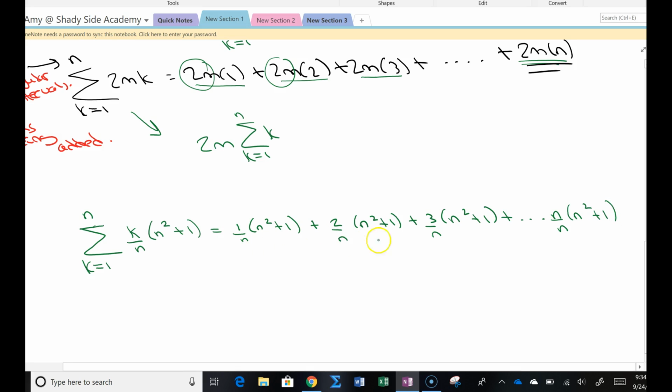If you look at all of these terms, do you notice what you can factor out? All of these terms have in common the (n squared plus 1) over n, because that which is changing integrally is the k. So this sum, I could rewrite as (n squared plus 1) all over n, the whole thing, times the summation from k equals 1 to n of just k.